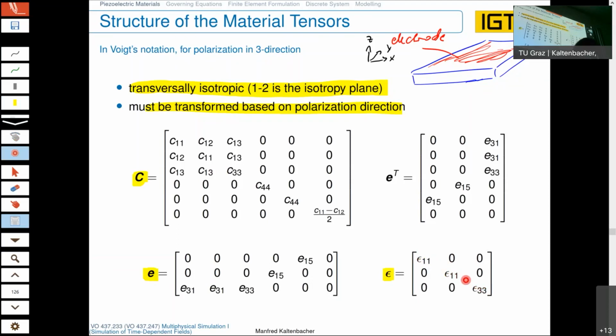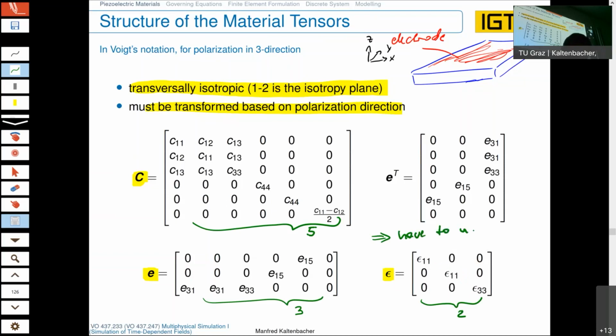So it is 2. So we can summarize, we have here 2, we have here 3, and we have here 5. So which means we have to measure 10 material parameters. Yeah? So this is a quite complicated task and not easy to be done in a lab.